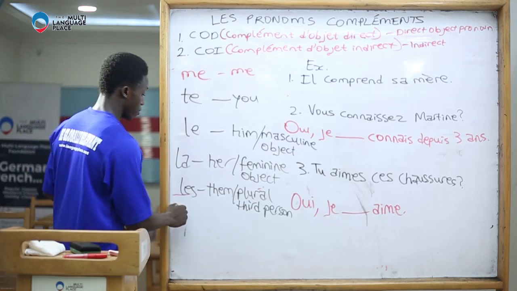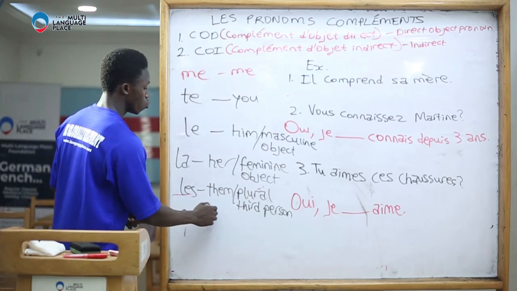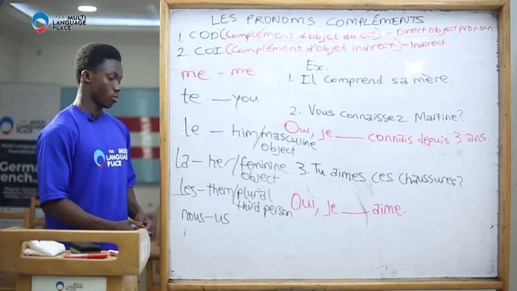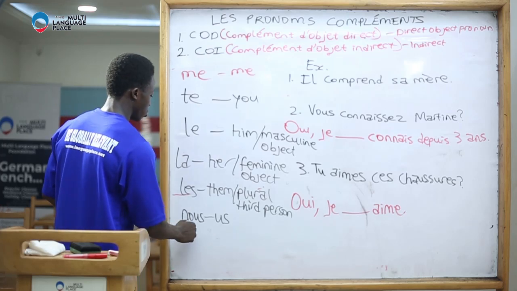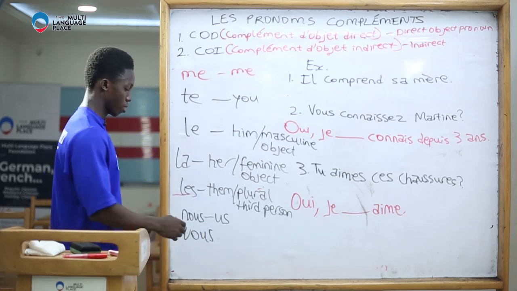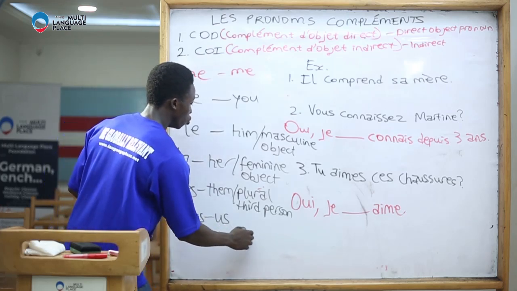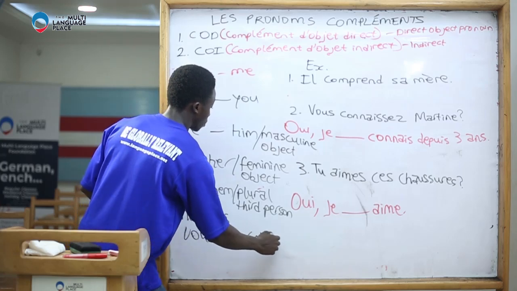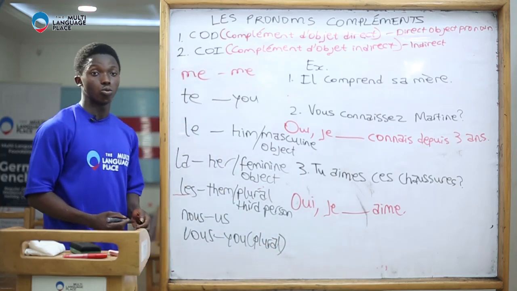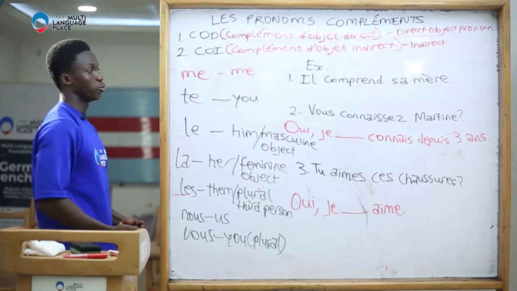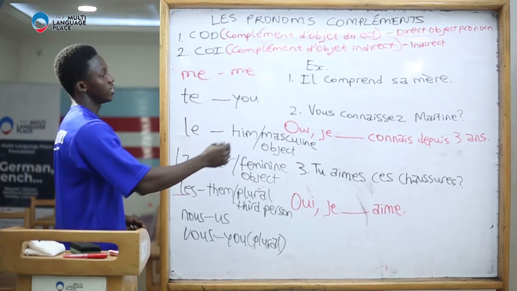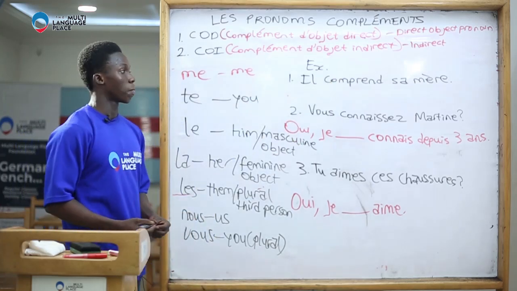What else? We have nous. Nous means us. Then the last one, we have vous. Vous means you, plural. So how are they used? Let's see some examples.